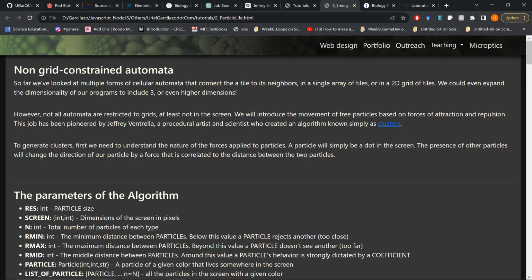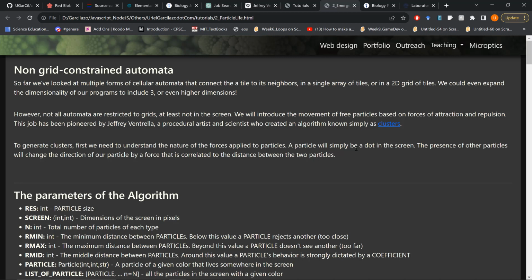In this tutorial, we're going to talk about a very important algorithm that demonstrates that not all forms of cellular automata have to be restricted to grids. In previous visualizations of cellular automata that included Conway's Game of Life and Langton's Ant, we identified the number of neighbors that a tile had, and based on the number of neighbors that share a particular state, we made a decision on the changes on the state of a particular tile.